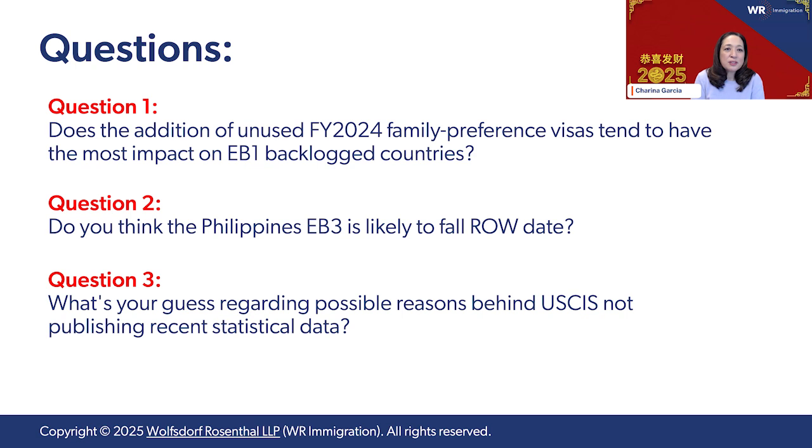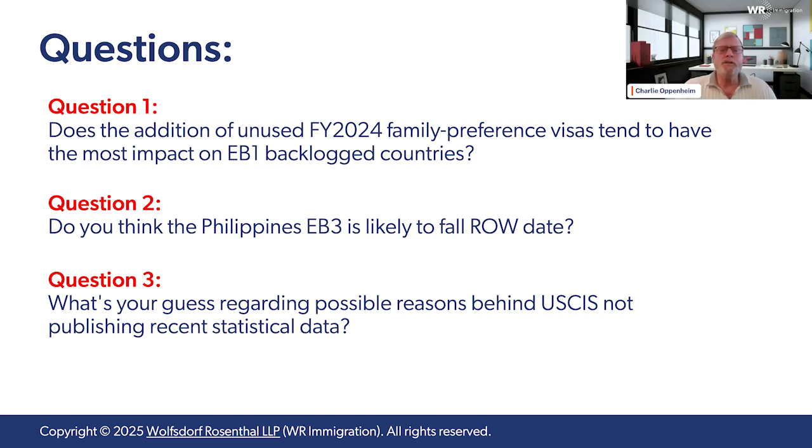Does the addition of unused fiscal year 2024 family preference visas tend to have the most impact on EB1 backlog countries? No, the addition of any fiscal 2024 family numbers are distributed among each of the 5 employment categories based on the percentages I mentioned earlier: 28.6% for the first, second, and third, and 7.1% for the fourth and fifth. So they're not all concentrated in one category.